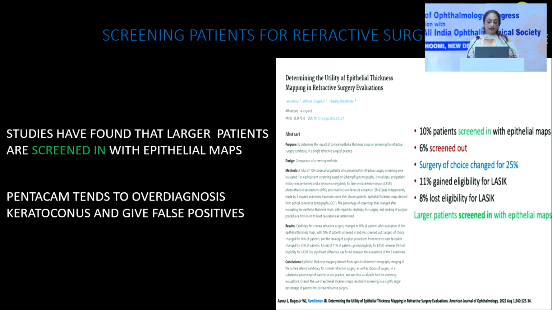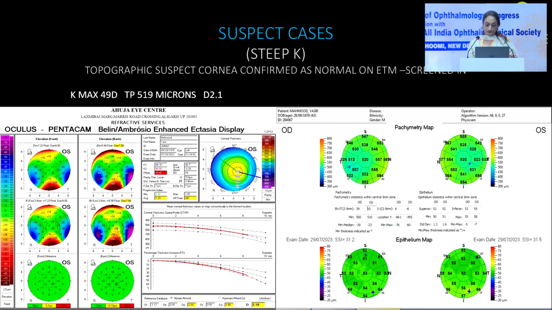It's extremely important in screening patients for refractive surgery, and studies have found, very interestingly, that larger numbers of patients are screened in with the epithelial maps than screened out, and this is because Pentacam tends to overdiagnose keratoconus and gives false positive results. So this is a suspect case with a steep K of 49 diopter and a total D of 2.1. But the ETM over here is showing very regular epithelium with no areas of thinning. So the patient was confirmed as normal on ETM and screened in.